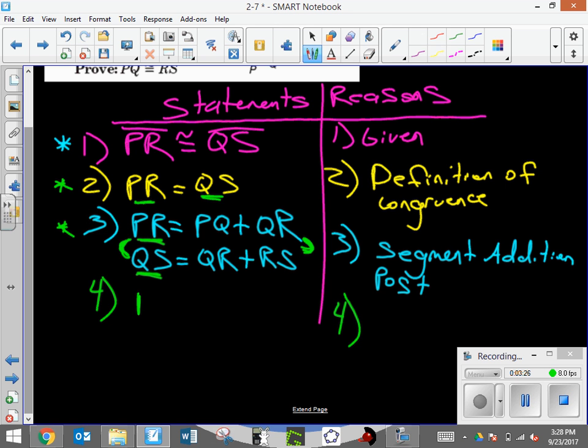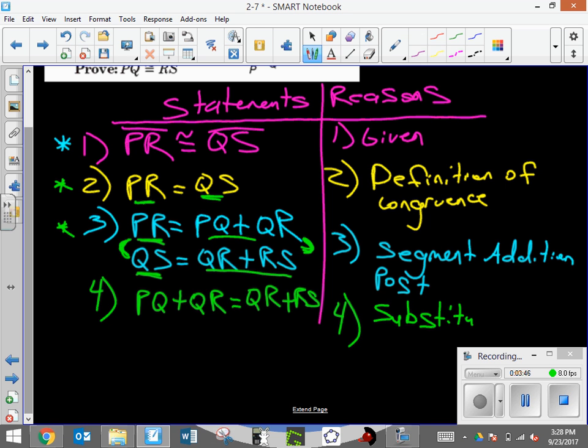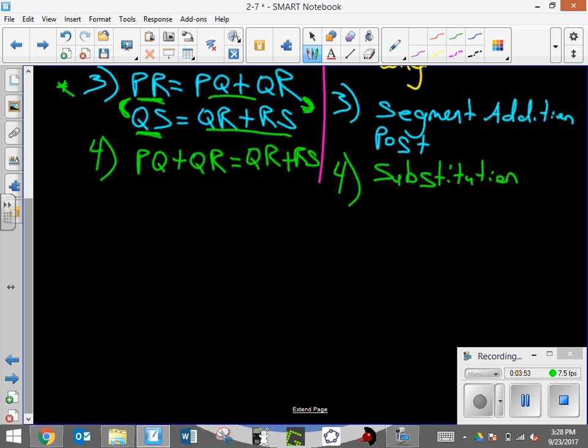Let's state then that PQ, my right sides over here, this side and that side, are equal to each other. PQ plus QR is equal to QR plus RS. And all we did was we substituted them together. Substitution. Because they're both equal to each other. Okay, so there's statement 4. We'll go to statement 5 now. And I'm just going to use number 4 to help me with this.